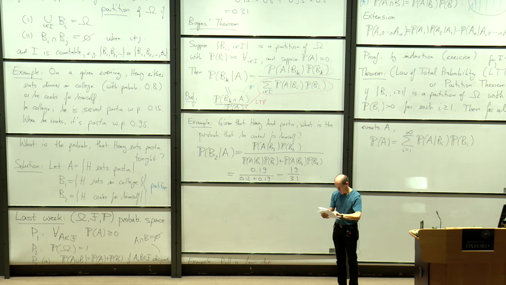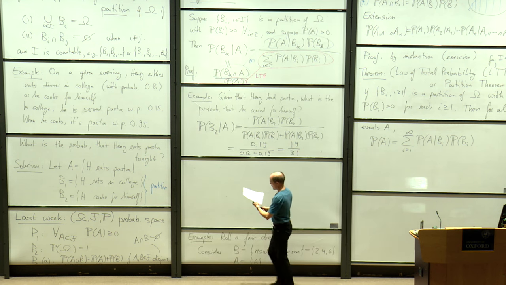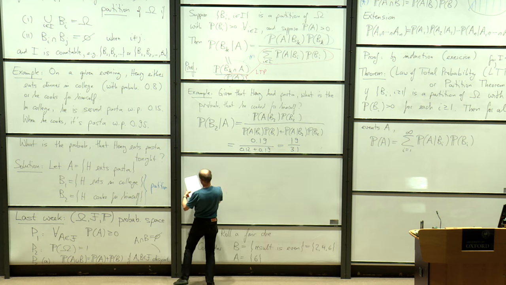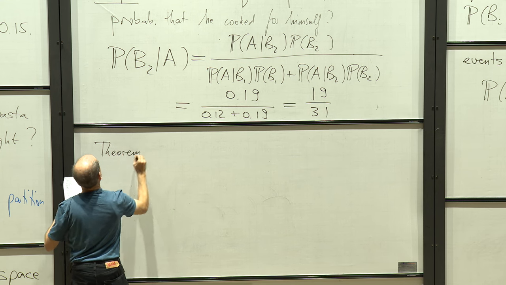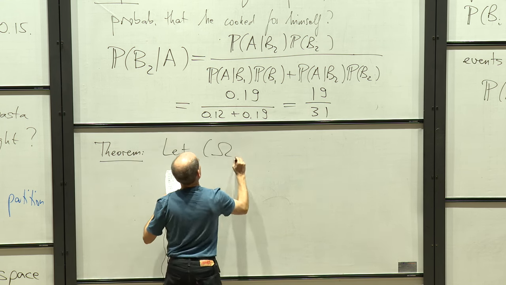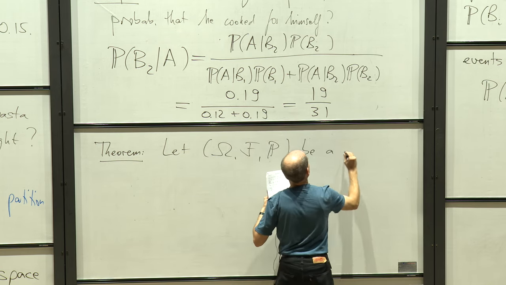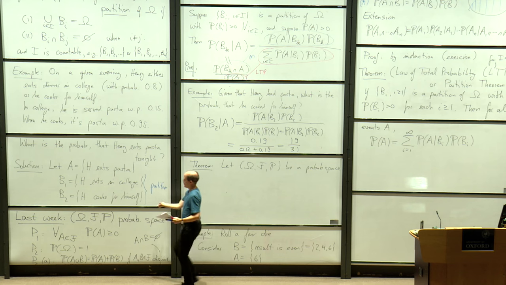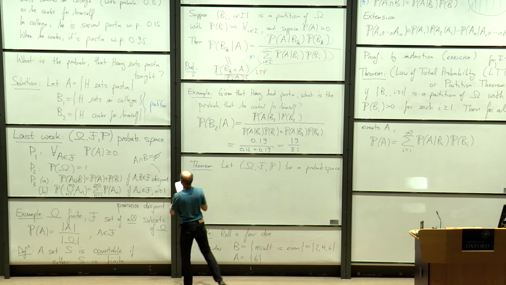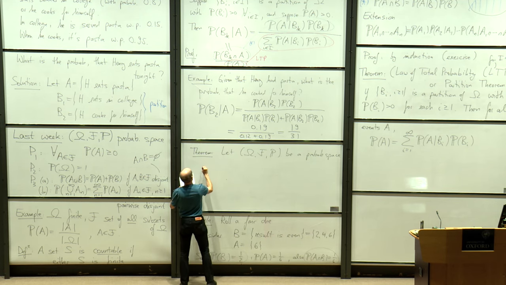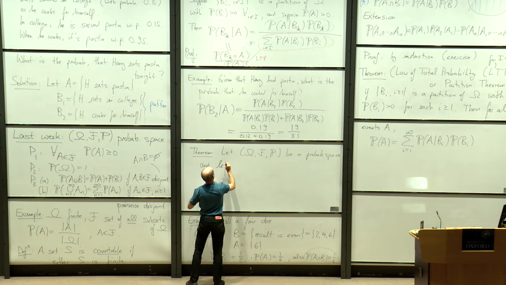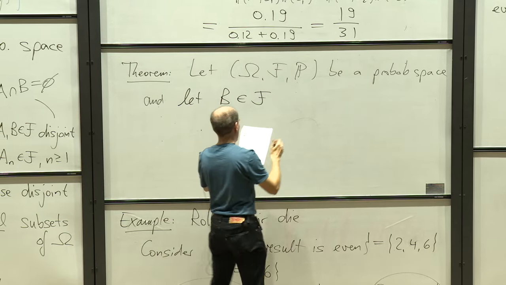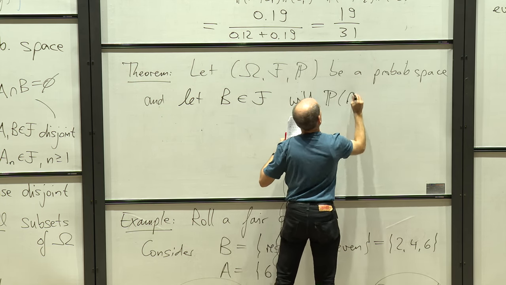So, where does that leave us? With 1 minute to go, well, let me just write something here without proving it, but encouraging you to prove it. So here's a theorem. Let omega, F, P be a probability space, like this one here, the general one from last week. And let B be any event in F with probability of B being positive.